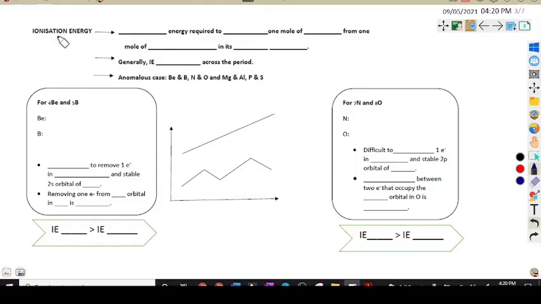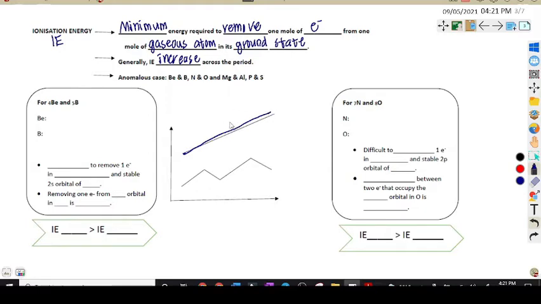Ionization energy, or in short form IE, is the minimum energy required to remove 1 mole of electrons from 1 mole of gaseous atoms in their ground state. Generally, IE will increase across the period. So we should observe this kind of trend, right? But this blue trend is not the right one.